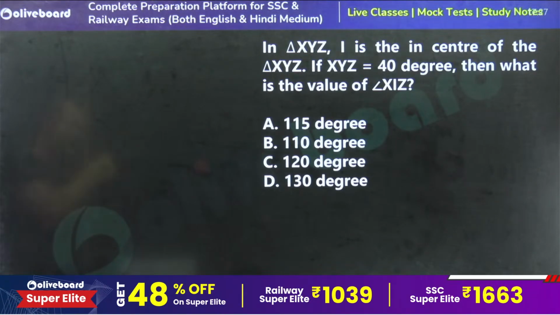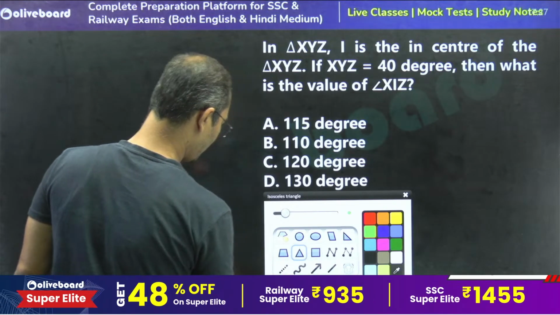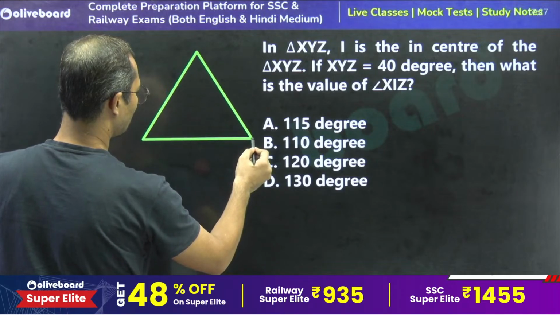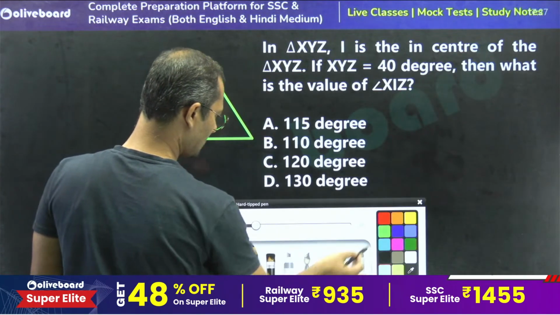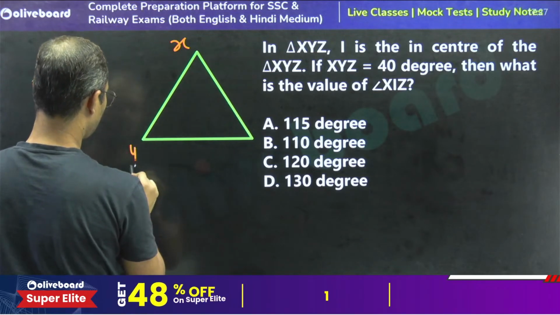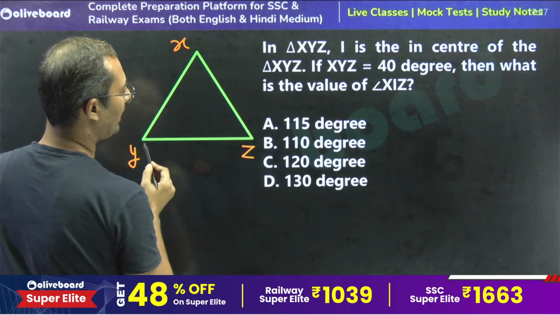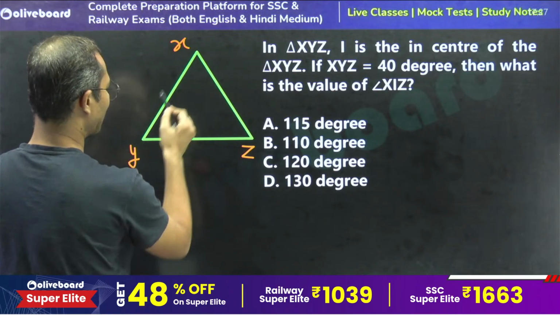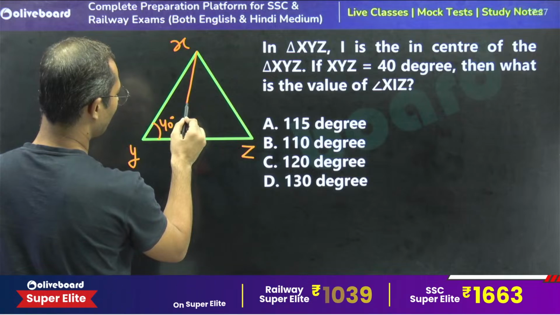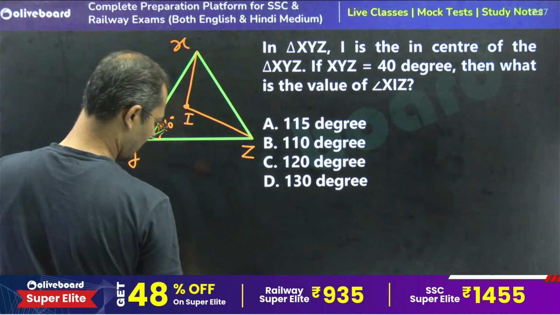Now tell me what is the answer of this question. See, in triangle XYZ, I is the incenter and angle XYZ is 40. So this is 40 degrees, right? So we have to calculate this angle.